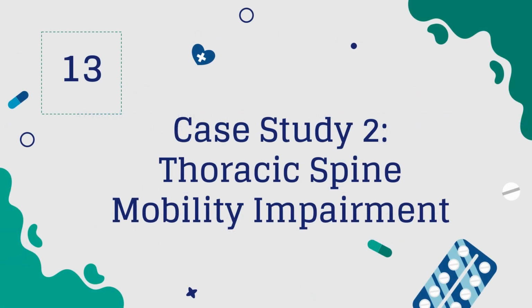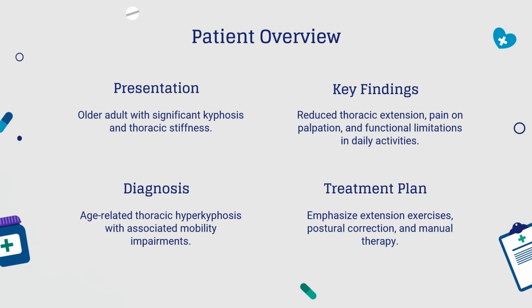Case Study 2, Thoracic Spine Mobility Impairment. Patient overview. Presentation: older adult with significant kyphosis and thoracic stiffness. Key findings: reduced thoracic extension, pain on palpation, and functional limitations in daily activities. Diagnosis: age-related thoracic hyperkyphosis with associated mobility impairments. Treatment plan: emphasize extension exercises, postural correction, and manual therapy.